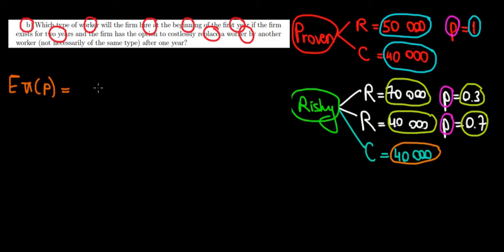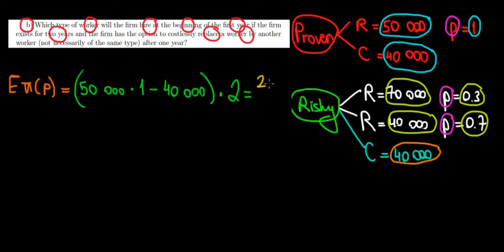So for sure, meaning that we would have 50,000 multiplied by 1. And we know that we have to incur the cost of 40,000 euros per period. So minus 40K. But because we're having 2 periods, we have to multiply that by 2 because this would happen again in the following period. So times 2, meaning that as a result, we would have in expectation 10,000 euros times 2, which would be equal to 20,000. So 20,000 euros would be in expectation for the proven worker for 2 periods.